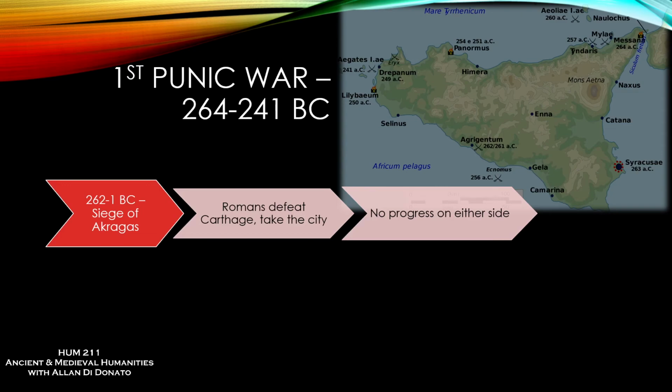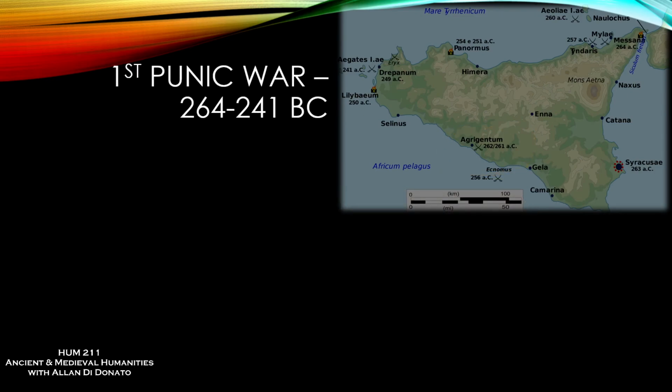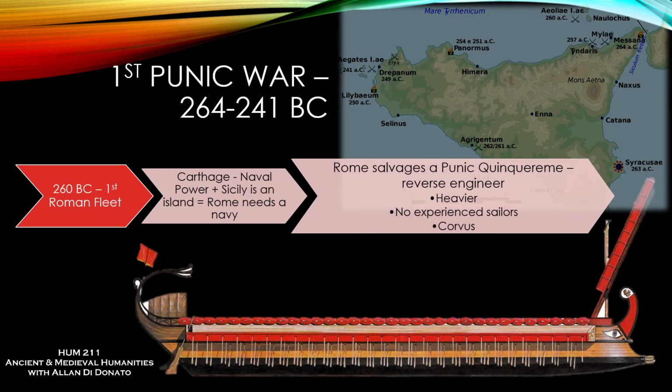The city of Acragas, 262-261. The Romans lay siege to the city. That's right there, Agrigentum or Acragas. The Romans defeat Carthage, take the city, but ultimately there's no real progress in the island of Sicily. Now here's the problem for the Romans. You're fighting against Carthage, which is a naval power, and the Romans are not a naval power. They're a land-based power. They don't have a fleet, but in 260, the Romans realize they need to counter Carthage with a navy, and they build their first fleet.